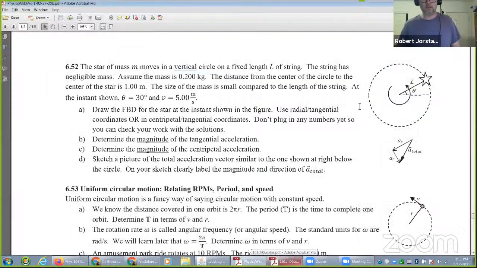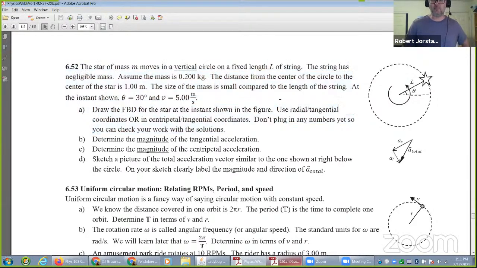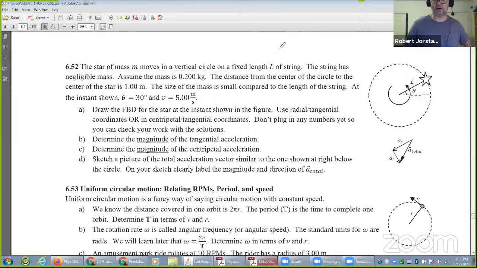All right. So draw an FBD. Well, I'm going to do the FBD in the solutions because I want to just talk about this thing. But before we do that, what are the forces acting on this star? It's tied to a string. What kind of force is that?